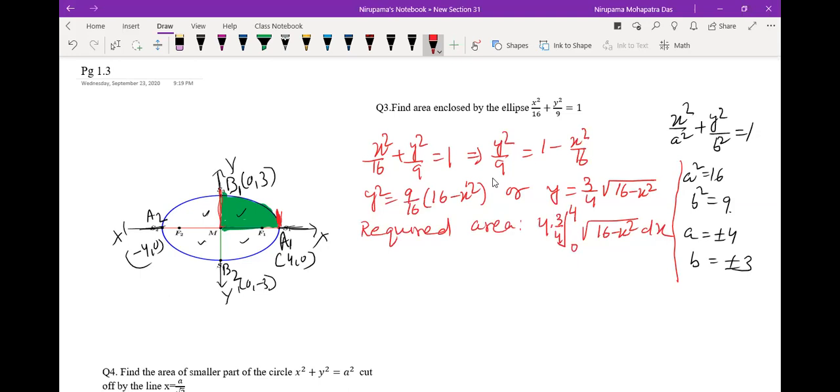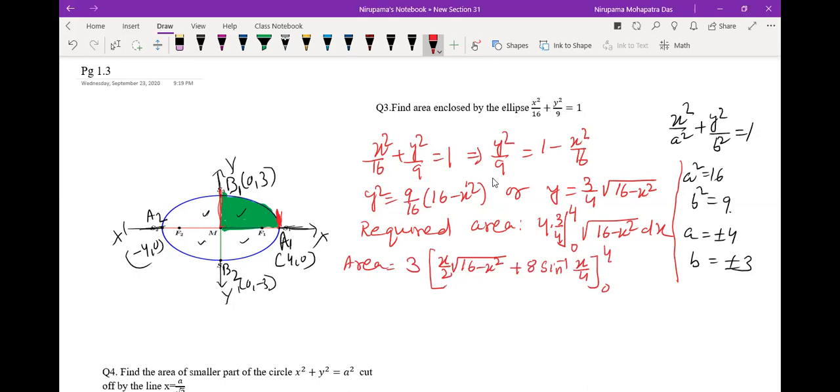So it is in the form of the square root of a square minus x square. So it means we are getting area equal to 3 times, and I can write like this: x by 2 under root 16 minus x square, plus a square by 2, that is 16 by 2, which is 8, into sine inverse x by a, that is x by 4, with limit from 0 to 4.